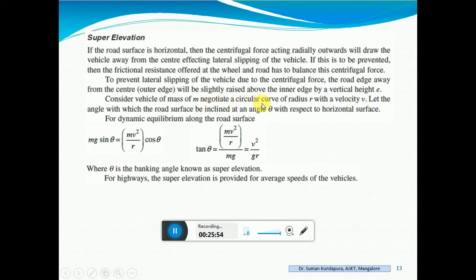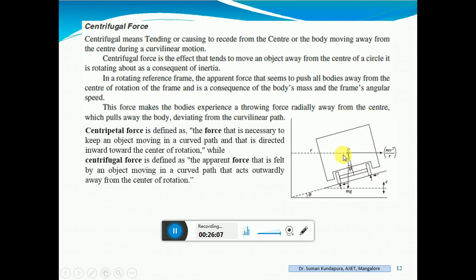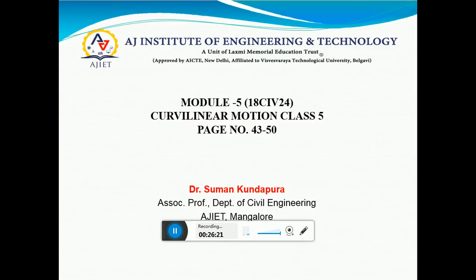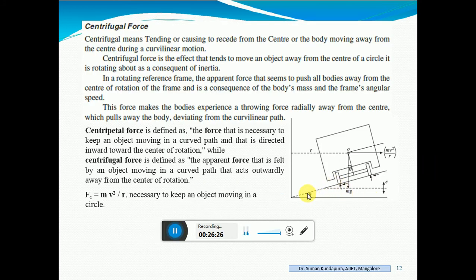A vehicle negotiates a circular curve of radius r with the velocity v. Let the road surface be inclined at an angle theta with respect to the horizontal surface. Now, in order to derive an expression for the angle with which it has to be designed, I will take the forces acting on this vehicle.